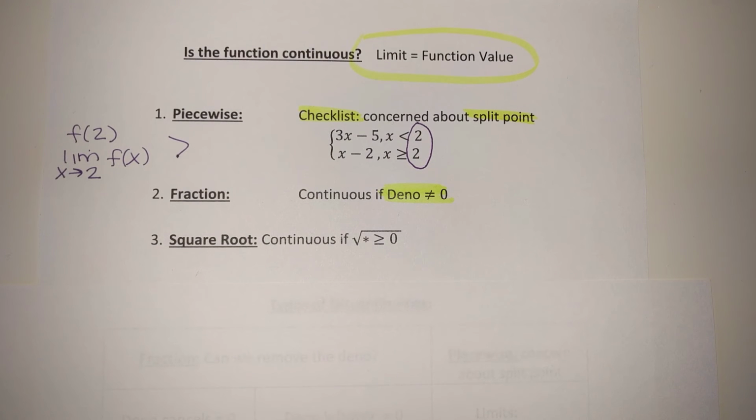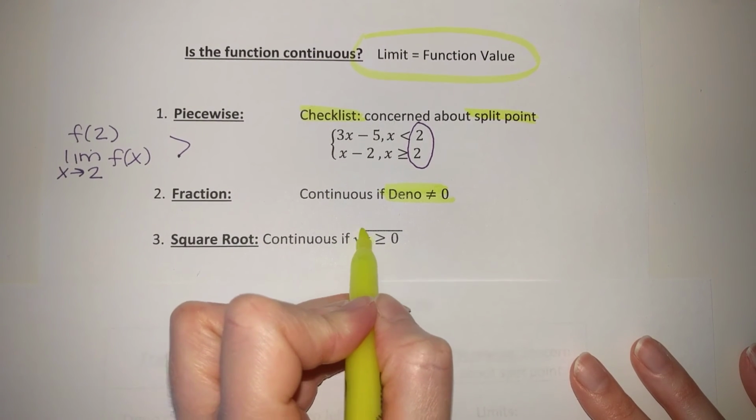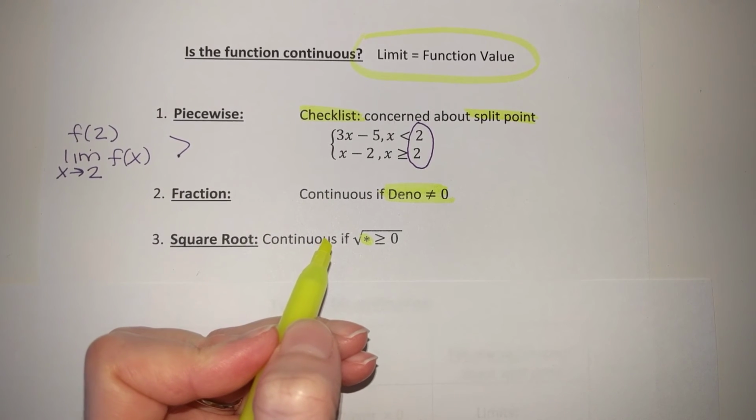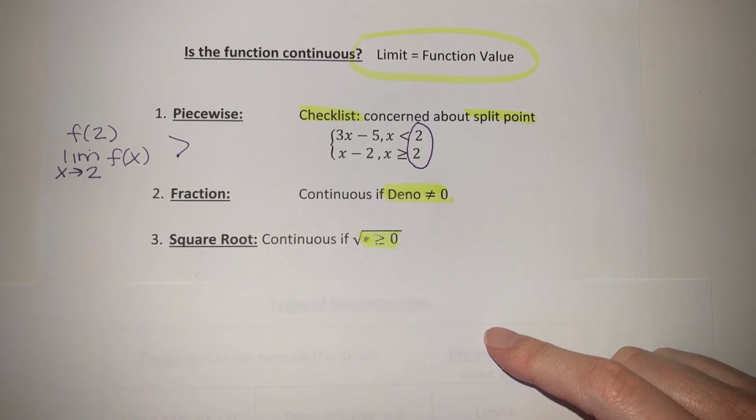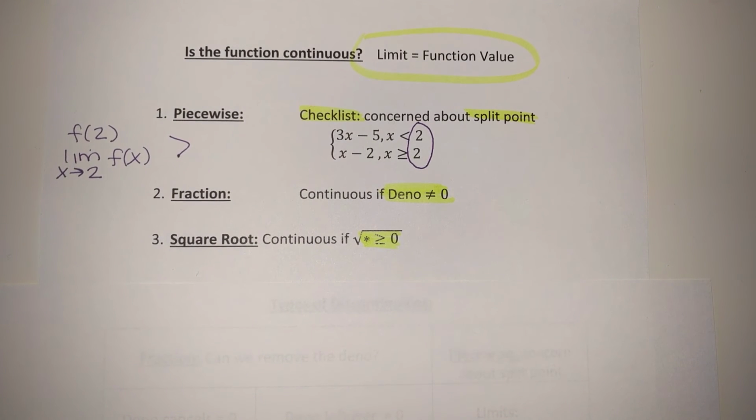So you're really going to be focusing on where the denominator does not equal 0. And then square roots, it will be continuous provided whatever is inside of the radicand is greater than or equal to 0. So those are the three biggies to look for when you're looking for, is the function continuous?